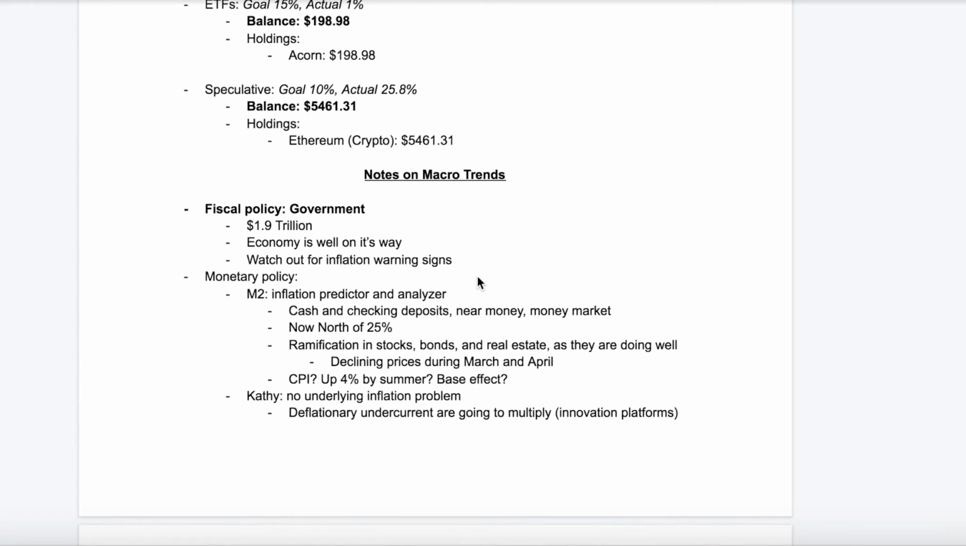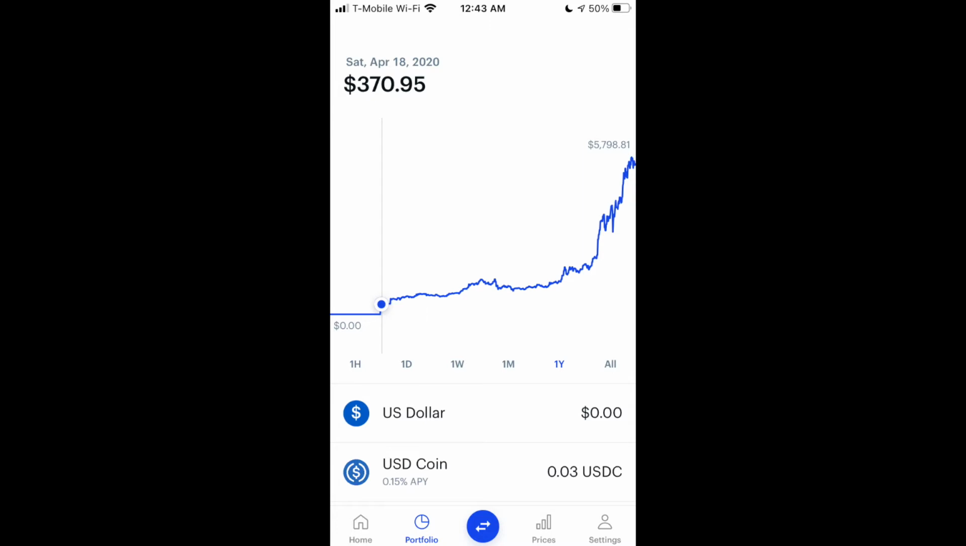So moving on to my speculative investments, my goal is to keep it at 10%. But you can see here, it's actually at 25%, which is actually a lot. So my balance is currently at 5,461. And the reason for this is because last year, I actually invested about $500 in Ethereum. And the market since then has 10x'd. So my return is almost 11x actually. So the return of my investment here is what I am sitting on with an initial investment of around $500, which has been a great investment so far.